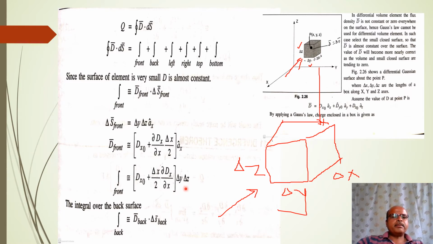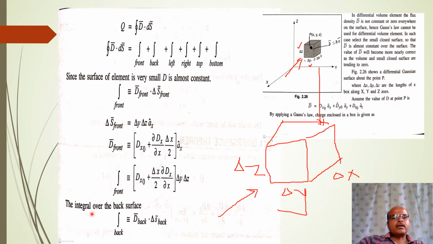That is only filling up the values here. After filling, if we observe, d bar front value is this, and del s bar front value is this. So here ax cap dot ax cap becomes 1, and this del y del z is the coefficient of del s bar front. Take it common out here.